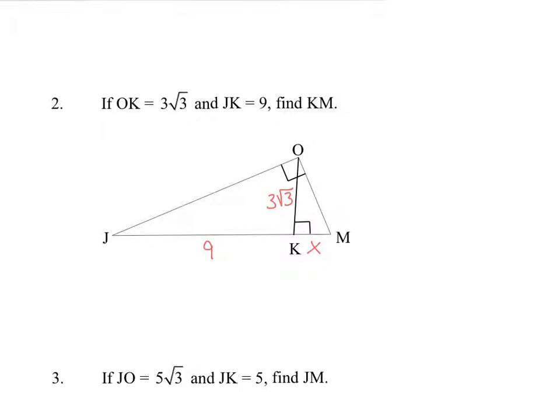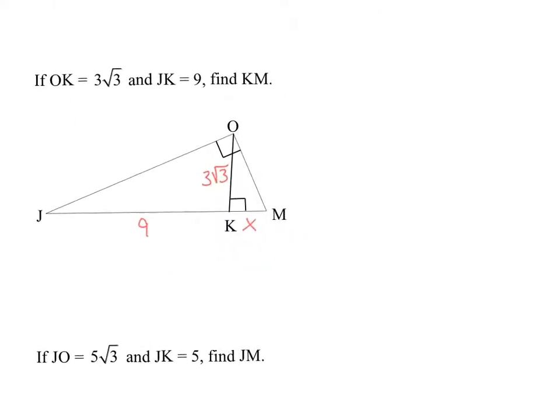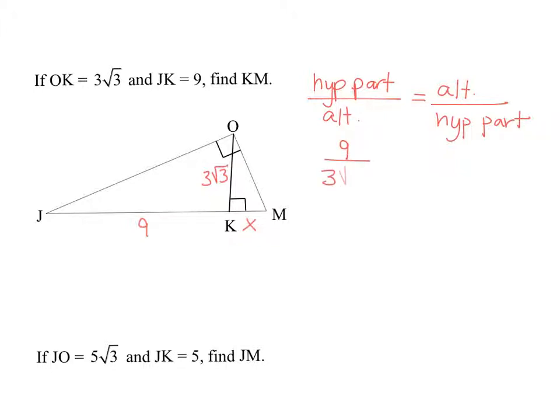You have to ask yourself, well, what did they give me then? Well, they gave me an altitude. We're going to use our altitude formula. Hypotenuse part over altitude equals altitude over the other hypotenuse part. And filling it in, we'll get 9 over 3 root 3 equals 3 root 3 over x.